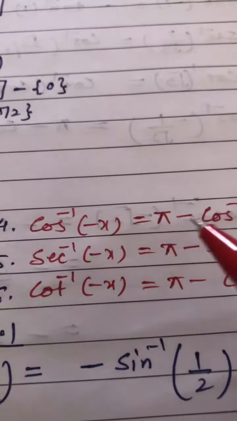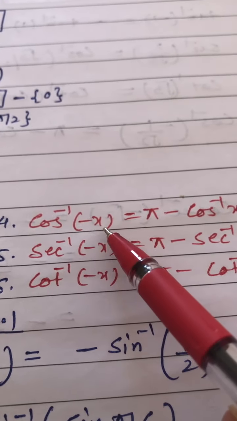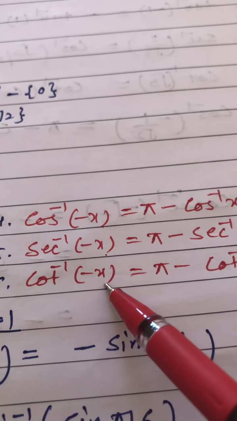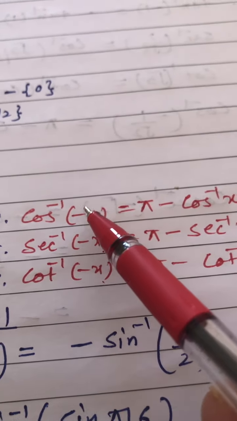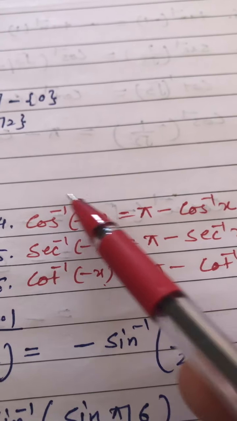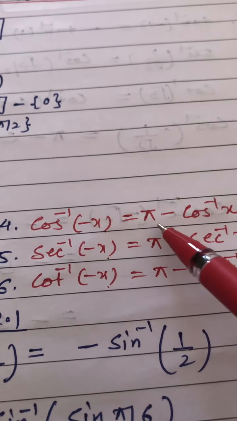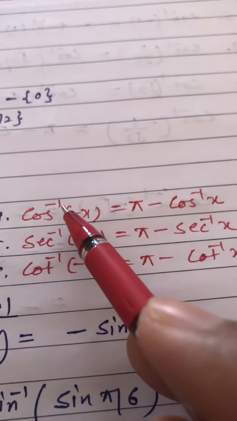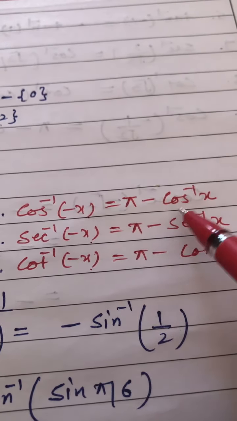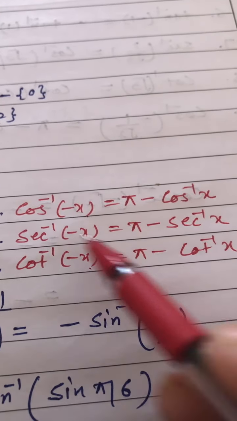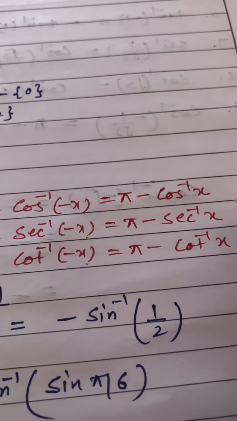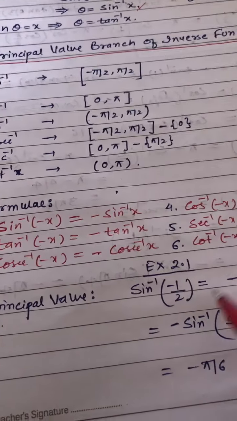Now similarly, for the remaining, that is cos inverse of minus x, sec inverse of minus x, and cot inverse of minus x, when you remove the negative sign, you cannot take the negative sign directly outside. You have to write pi minus cos inverse x. So for cos inverse of minus x, it will be pi minus cos inverse x. Similarly, for sec inverse also pi minus sec inverse x, and for cot also pi minus cot inverse x. So these are the formulas which we will use in exercise 2.1.